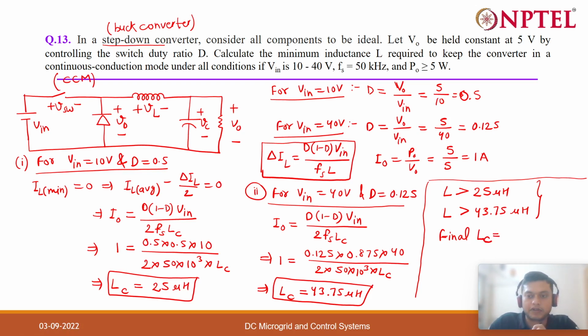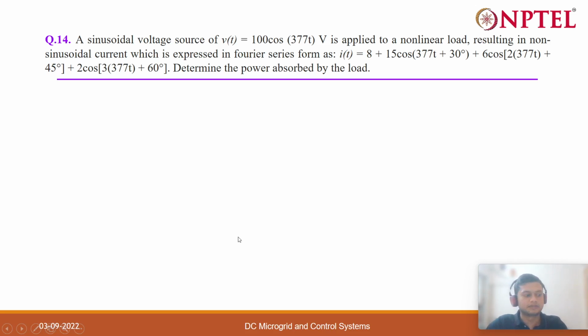So what will be the final LC value? 43.75 microhenry, so that it also satisfies the first part. So the answer for this question is 43.75 microhenry. Now let us see the next question.